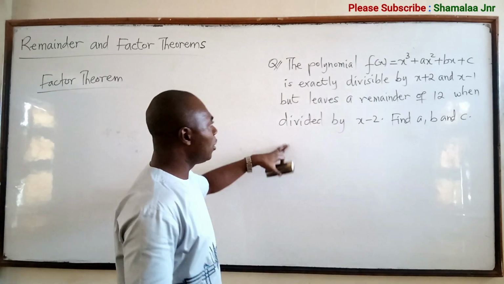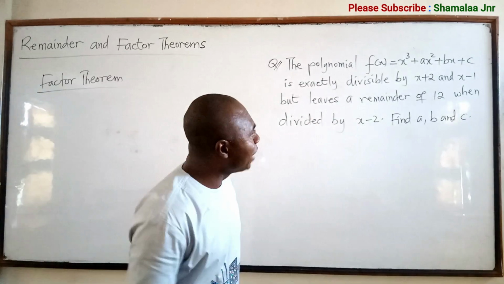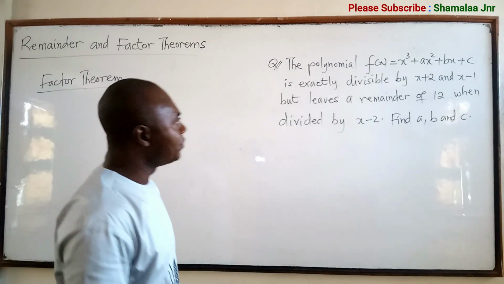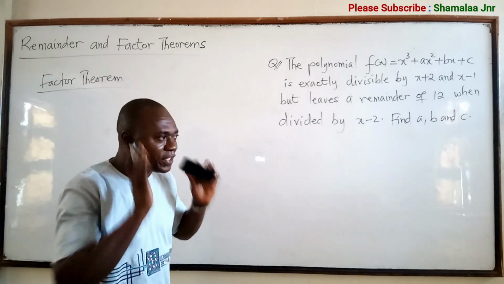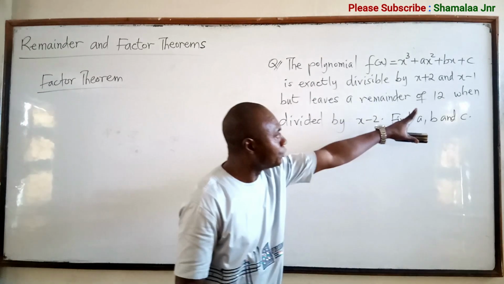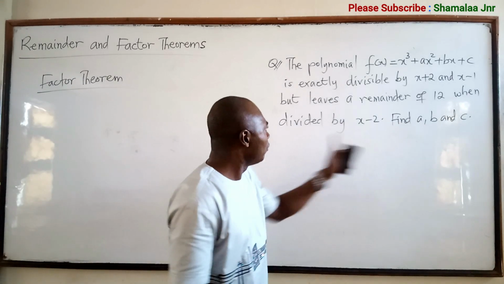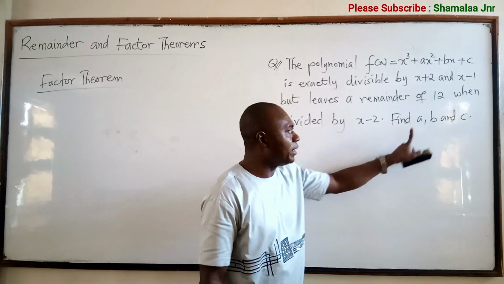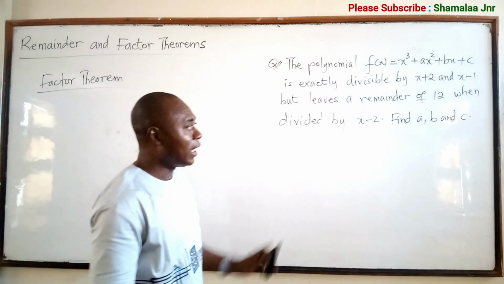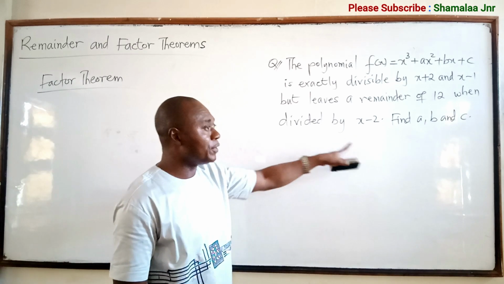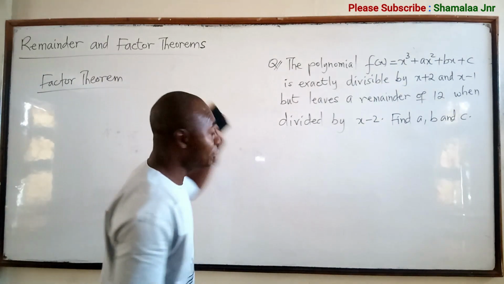This question involves both the remainder theorem and the factor theorem. The polynomial f of x, which is equal to x cubed plus ax squared plus bx plus c, is exactly divisible by x plus 2 and x minus 1, but leaves a remainder of 12 when divided by x minus 2. Find a, b, and c. This is a very nice question. Before you can solve this, you need to understand both the remainder theorem and the factor theorem.